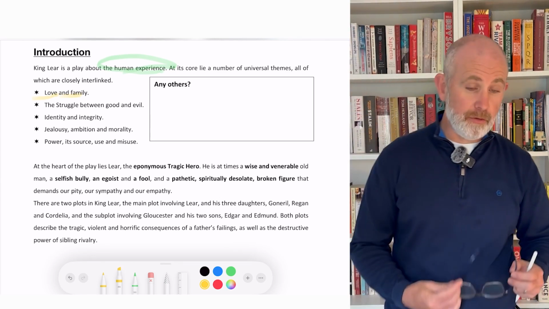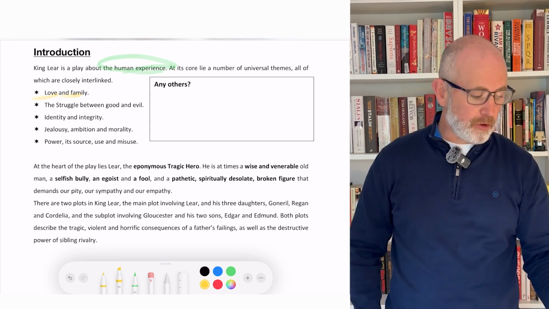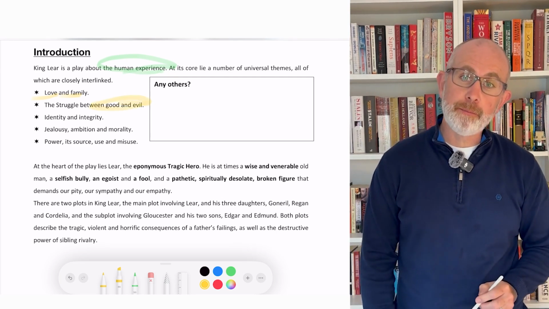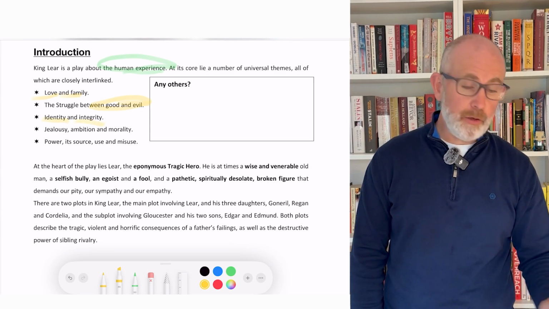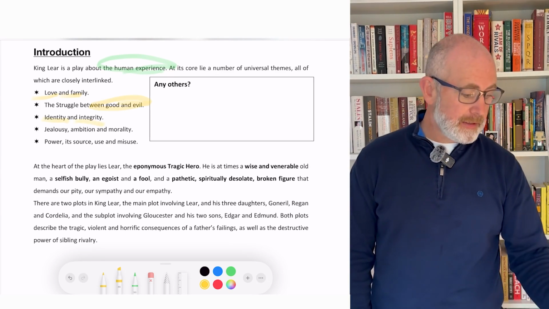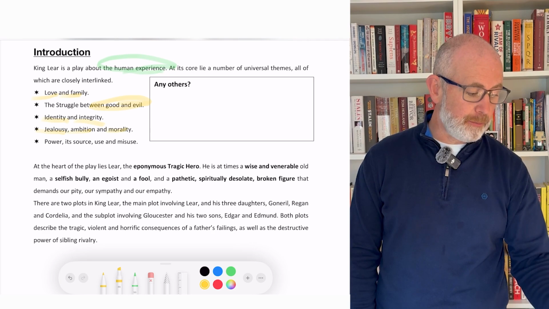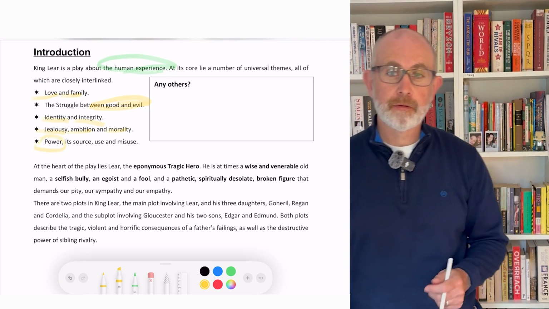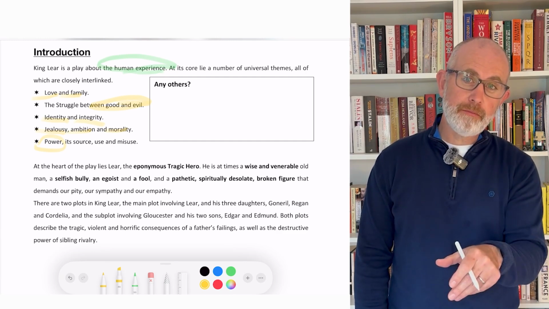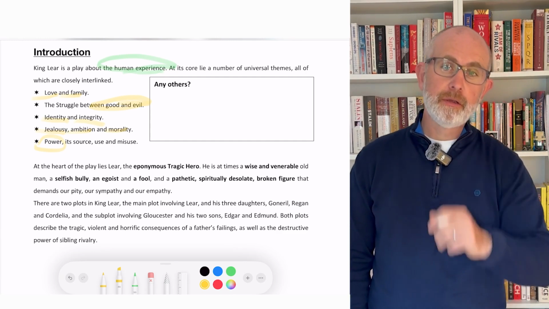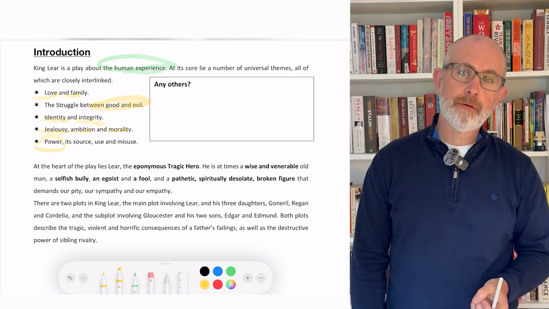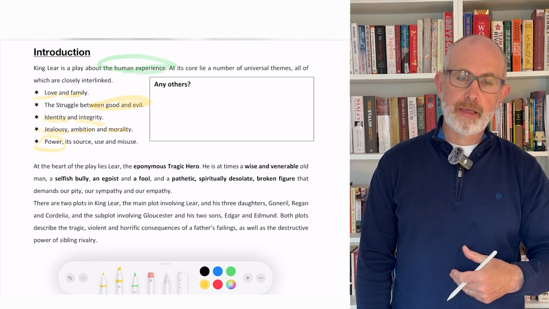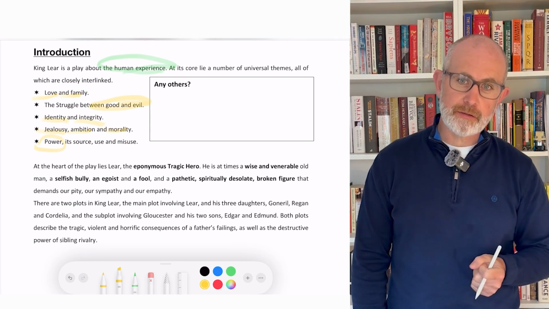It's a play about humanity's capacity for good, but also how bad we can be. It's a play about identity, integrity, what we're willing to do to get what we want. That's tied to jealousy, ambition, and morality. And it's a play, for me, about power, about where power comes from, and about how it's used. And I think in many ways the play is about how power is abused and about how that abuse can have devastating and tragic consequences.